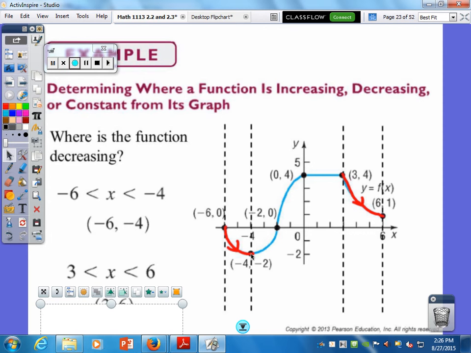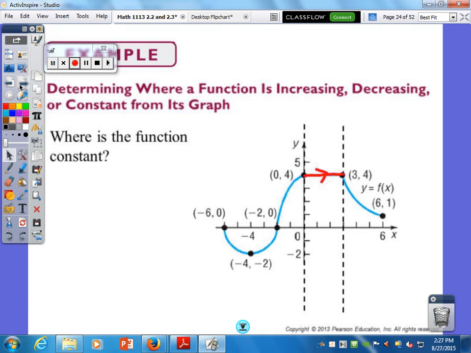So intervals of increase, decreasing, or constant will never have anything other than ordered pairs, parentheses, not brackets, because you're not going to include those endpoints as being increasing or decreasing. So constant from 0 to 3. 0 to 3, this is in inequality notation or algebraic notation. This is in interval notation.